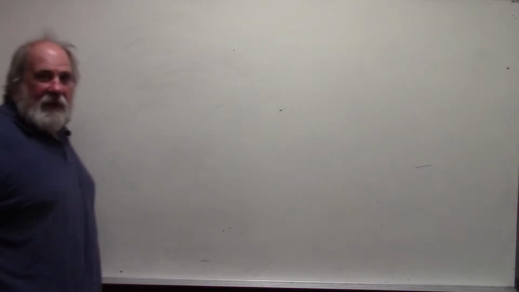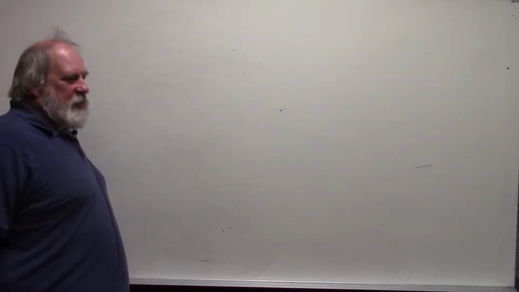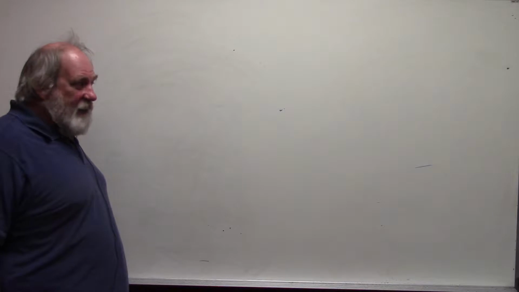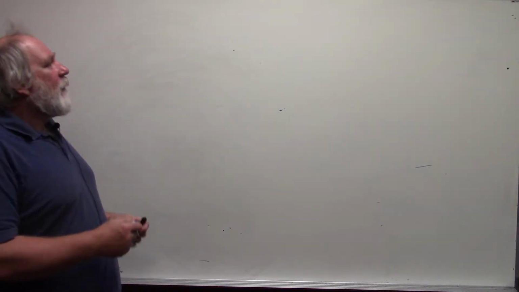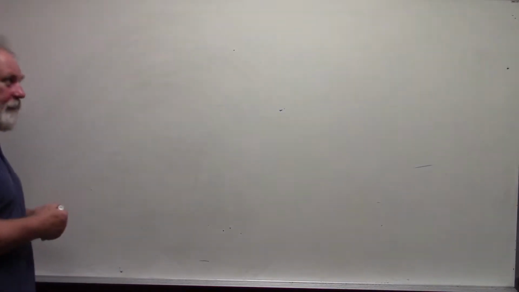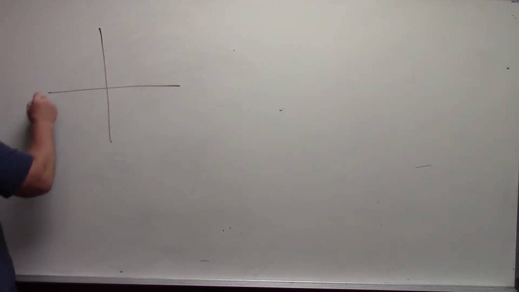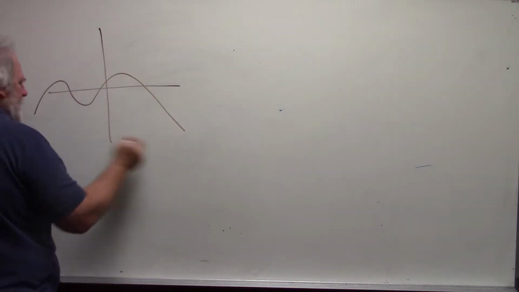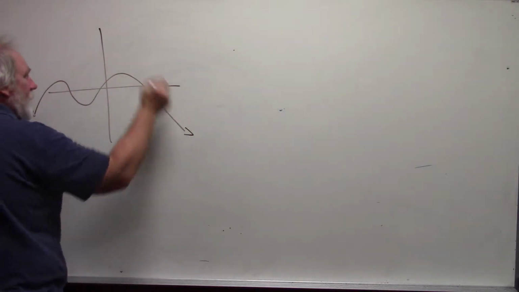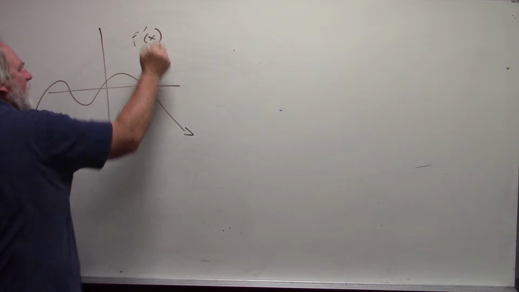Hello. Today we're going to look at what the first derivative tells us about the graph of a function and about the function in general. So first off, let's suppose that I have a first derivative function that looks like this.